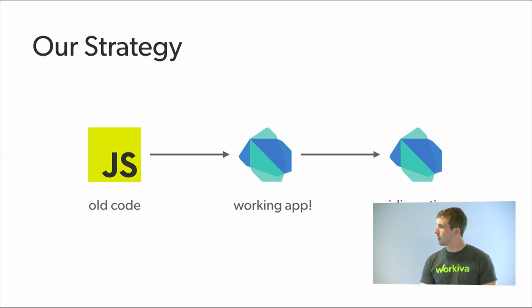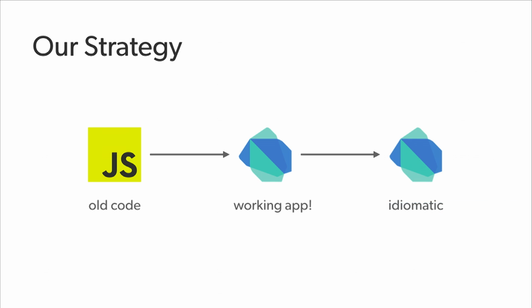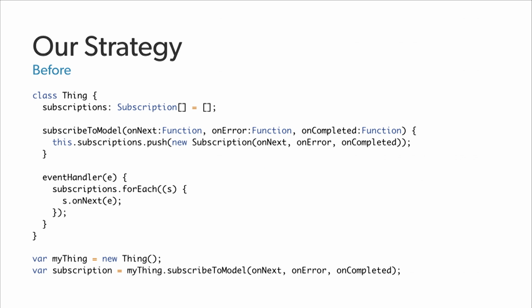So our strategy kind of looked like this. We didn't really focus on writing idiomatic Dart code at first. We just kind of wanted to get it working and switch it over. And then maybe in the weeks after we got our working app, we could make the code more idiomatic. So for example, we weren't using RxJS for these tooling reasons I was mentioning, but we did want a stream-based model. So we wanted to be able to subscribe to some events and maybe receive errors.